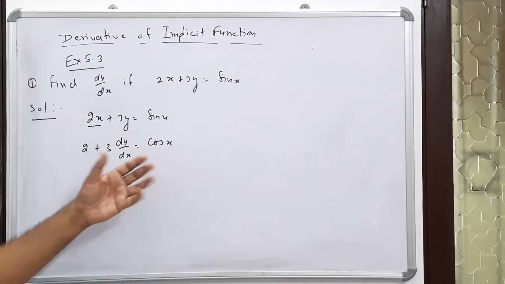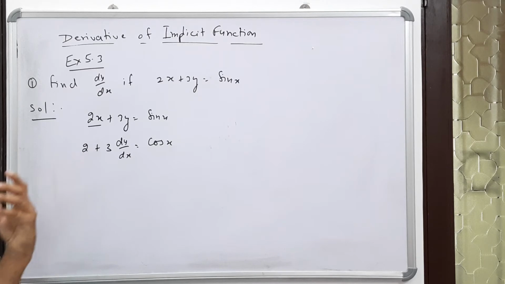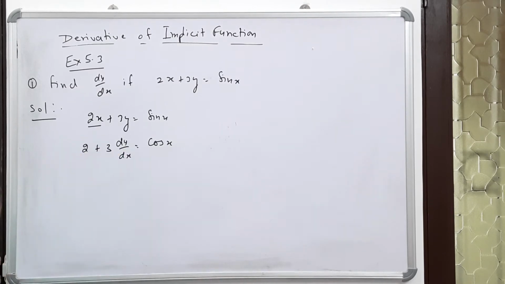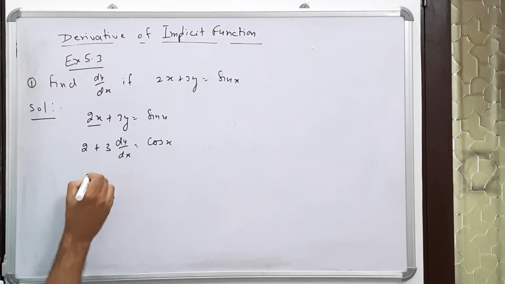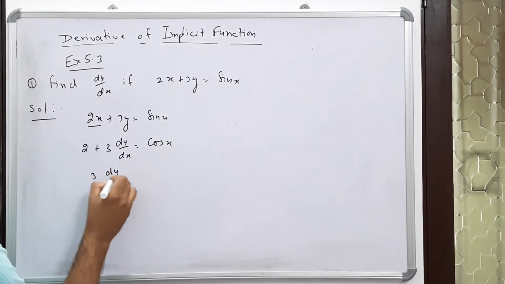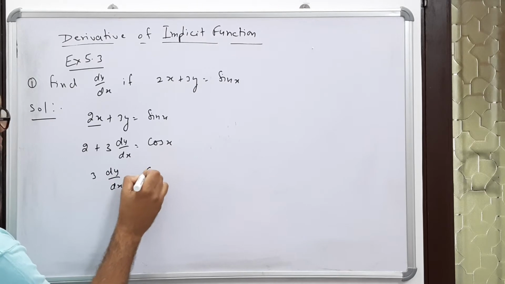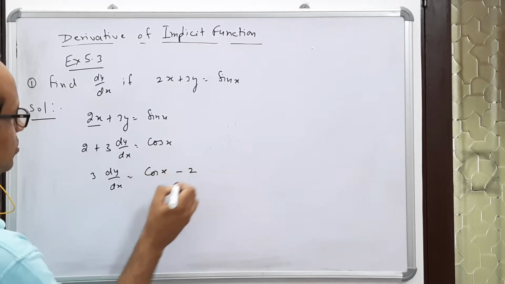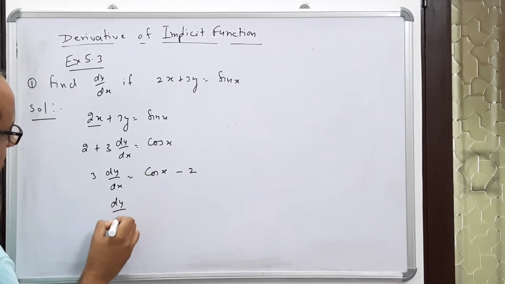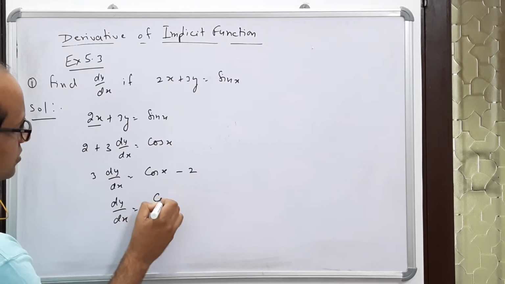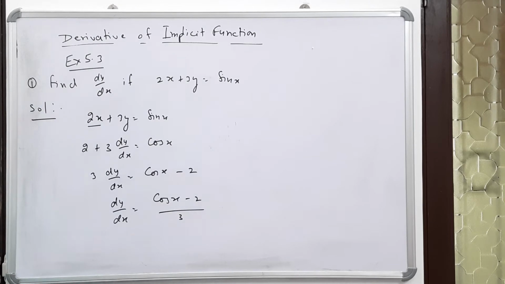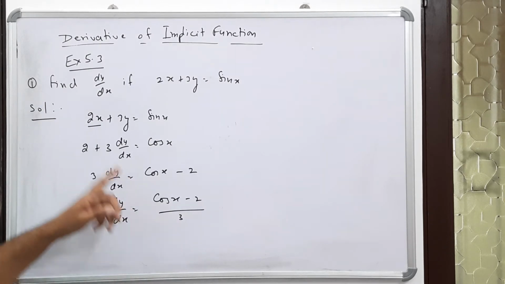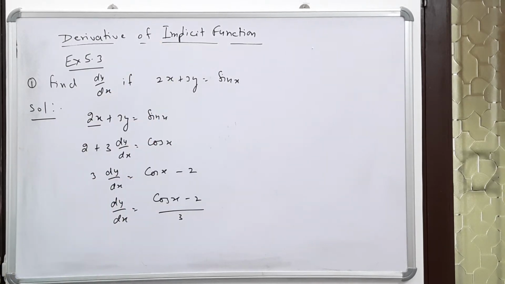Now all the terms which have dy by dx we write at the left hand side, and all the terms which are not having dy by dx we write at the right hand side. So it is 3 dy by dx equals to cos x minus 2. So dy by dx will be (cos x minus 2) upon 3. So the answer is this one. So this is the method known as derivative of implicit function.